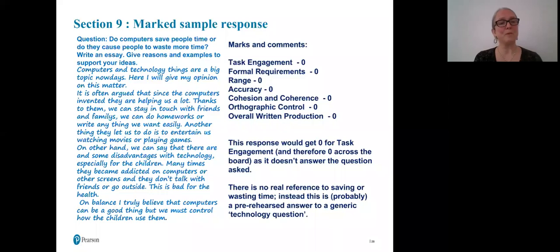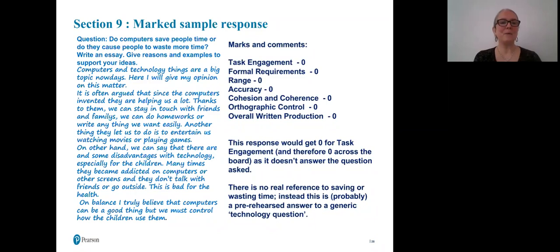So here's the response. Computers and technology things are a big topic nowadays. Here I will give my opinion on this matter. It's often argued that since the computers invented, they're helping us a lot. Thanks to them, we can stay in touch with friends and families. We can do homeworks or write anything we want easily. Another thing they let us to do is to entertain us, watching movies or playing games.